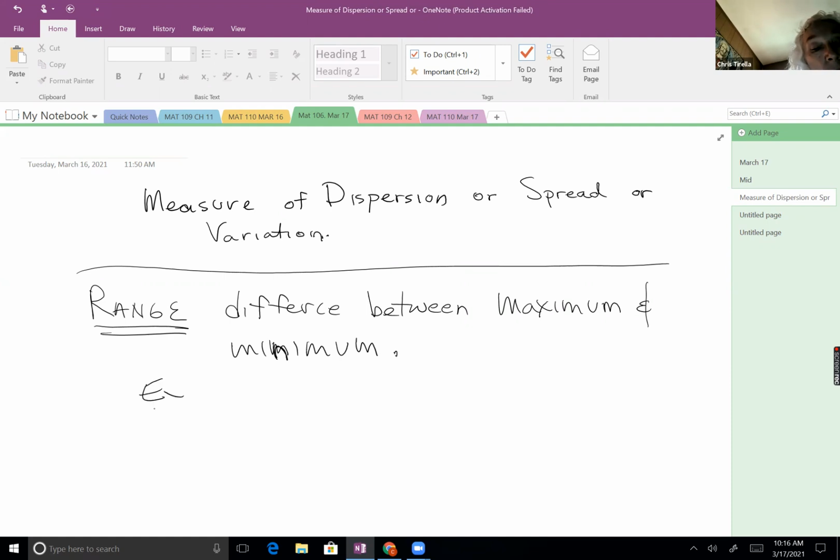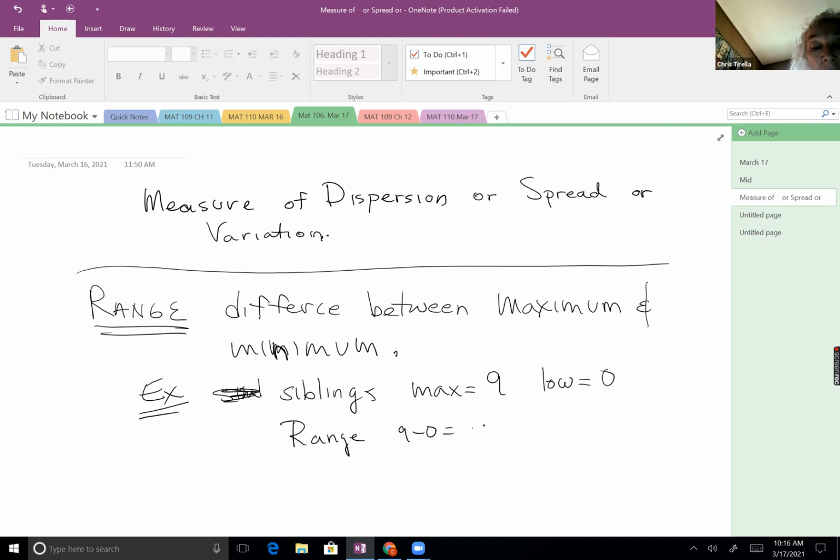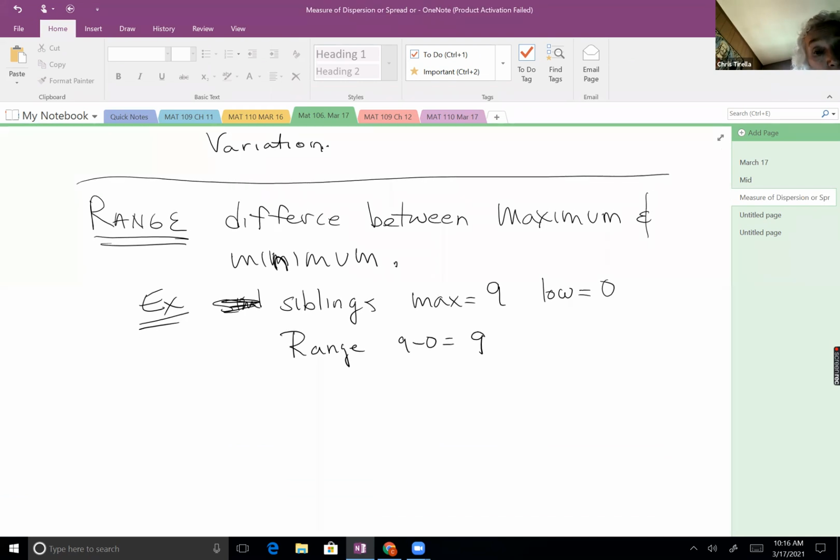And so, for example, if I look at the number of siblings that we had the other day, the highest number was 9. The lowest number was 0. So my range would be 9 minus 0, or 9. So there's a variation of 9 between our largest family and our smallest family.